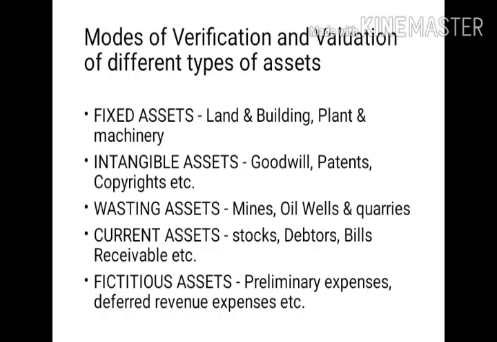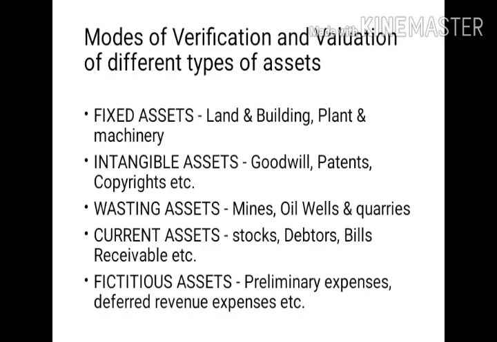I don't think much explanation is needed for these items, but I will give you a one-line meaning and then move to the next topic. Fixed assets: these assets are held for permanent use and to earn income, but not for resale, like land and buildings and plant and machinery. Secondly, intangible assets: these assets cannot be seen or touched, but have the ability to generate income. They include goodwill, patents, copyrights, trademarks, etc.